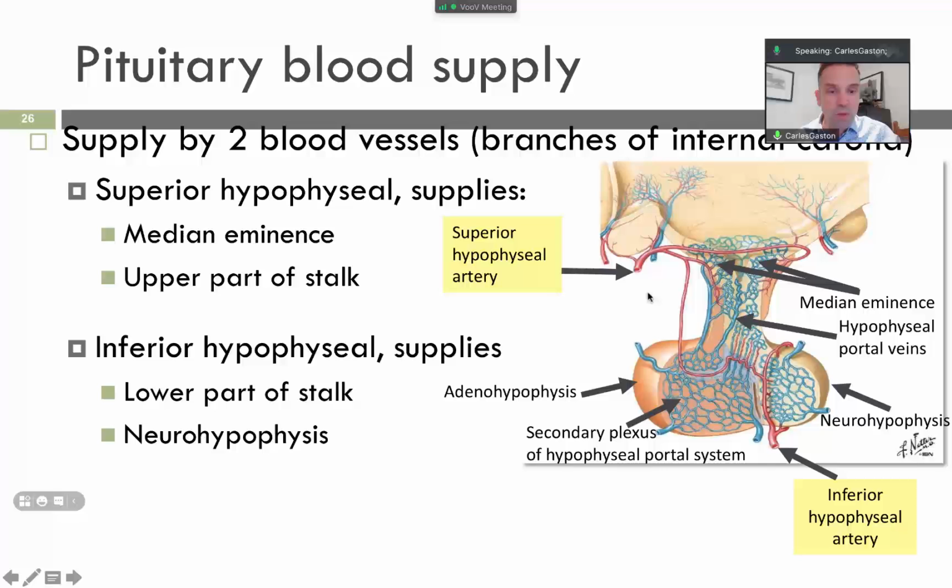You can see here with the arrow the superior hypophyseal, that it basically goes into the median eminence and into the infundibulum. The inferior hypophyseal goes into the neurohypophysis or the posterior gland. Remember here we have in orange the adenohypophysis and in yellow the posterior pituitary.